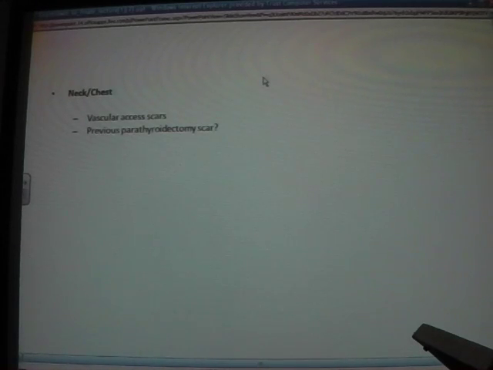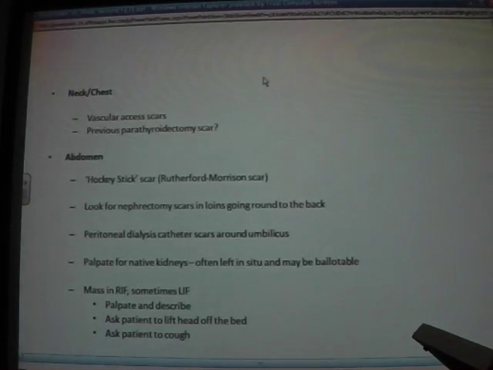Look for any other scars on the sides and around the back for nephrectomy scars. They might have had their kidney out. Often they don't take the kidneys out. They leave them in place for two reasons really. The first one is it makes a complicated operation even more risky. And the second reason is the diseased kidney actually has some residual function, so you leave it in place anyway.